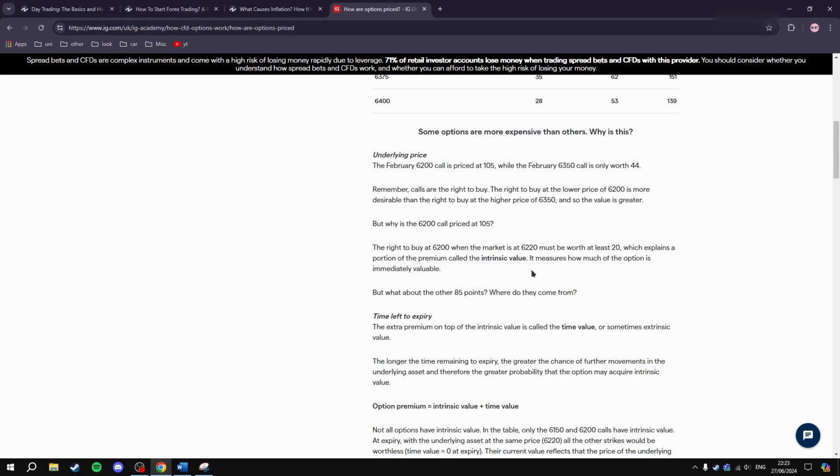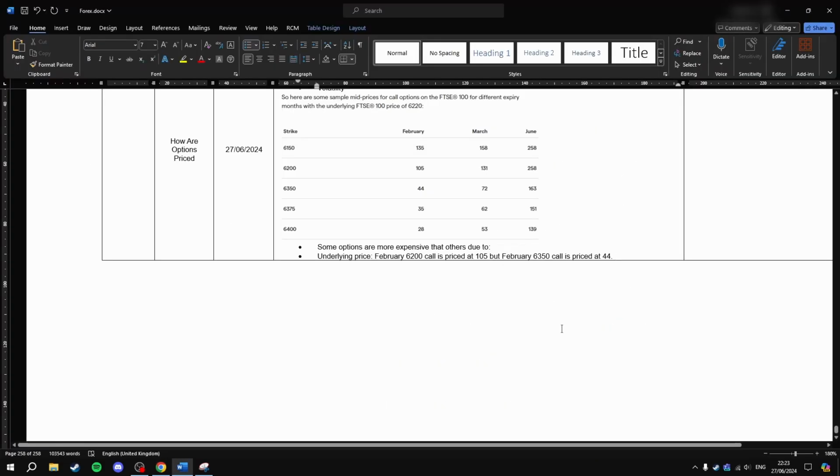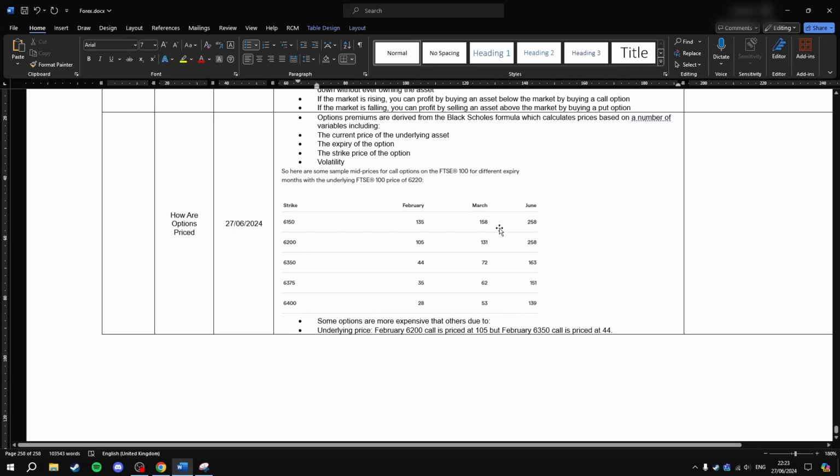Calls are the right to buy. The right to buy at the lower price of 6200 is more desirable than the right to buy at the higher price of 6350. So the value is greater because it's more likely to reach it if it's closer to the 6220, isn't it? Because 6220 is only 20 points away from 6200, whereas it's 130 points away from 6350.